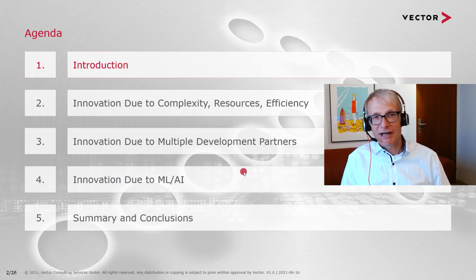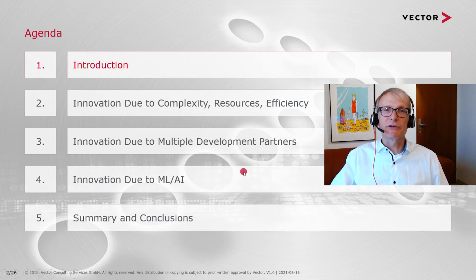After a short introduction, I will talk about three topics. First of all, innovation due to complexity, resources, and efficiency. Secondly, innovation due to multiple development partners. And thirdly, innovation due to machine learning and artificial intelligence. I will then come to summary and conclusions.